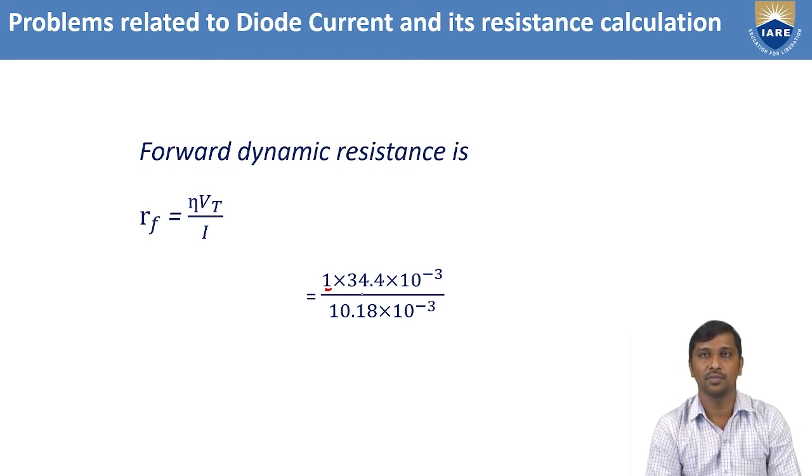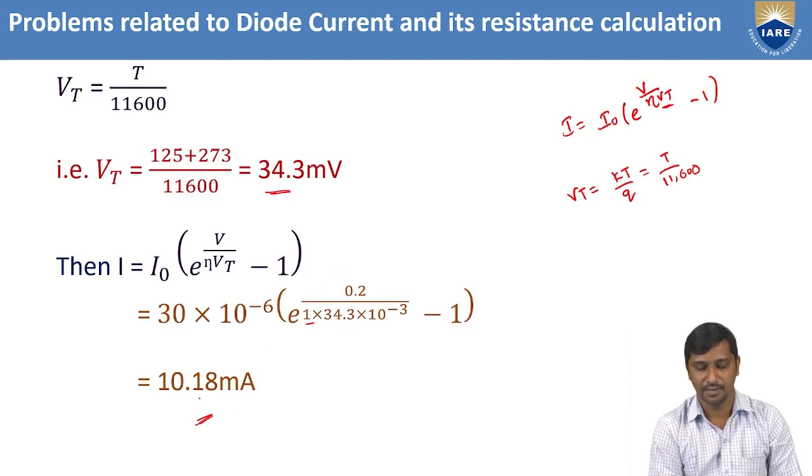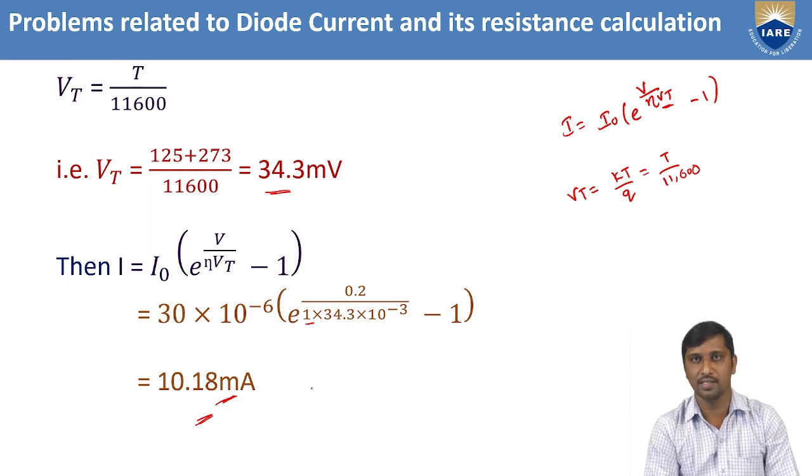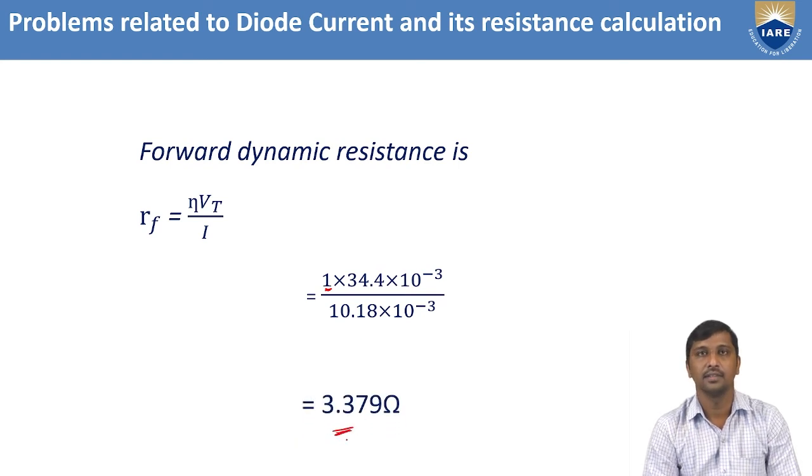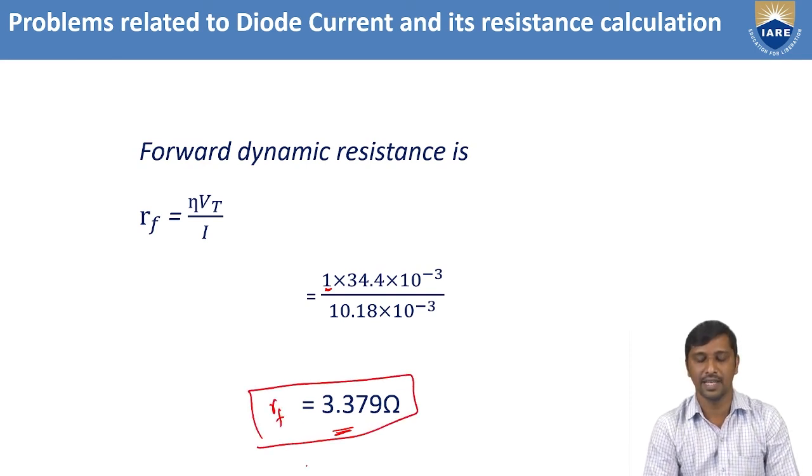Vt we observed as 34.4 millivolts, hence 34.4 into 10 to the power of minus 3. And just now we got the current. How much current did we observe? The current is 10.18 milliamperes. So I'm going to substitute this here: the current is 10.18 into 10 to the power of minus 3. Solving, 1 into 34.4 into 10 to the power of minus 3 divided by 10.18 into 10 to the power of minus 3 gives a ratio of 3.379 ohms. So this is equal to RF, the dynamic forward resistance. The dynamic forward resistance is 3.379 ohms here.